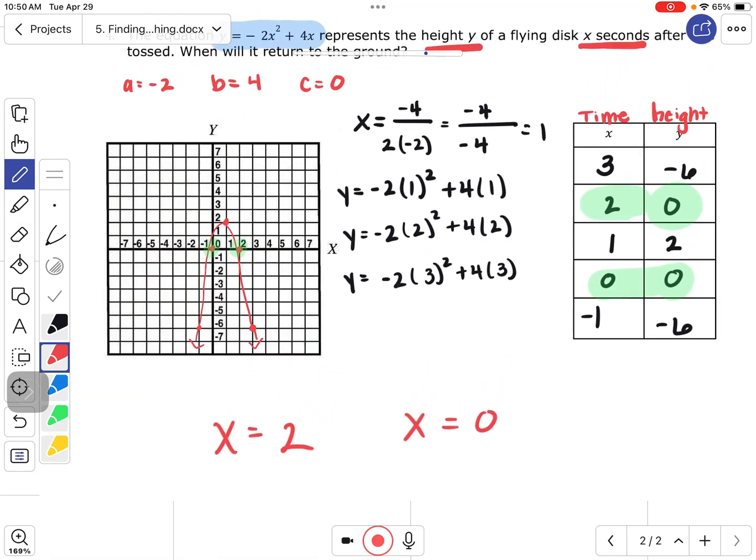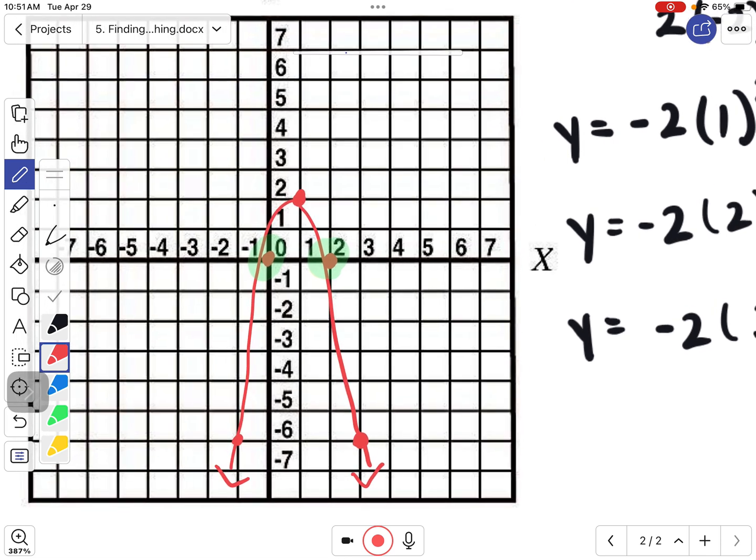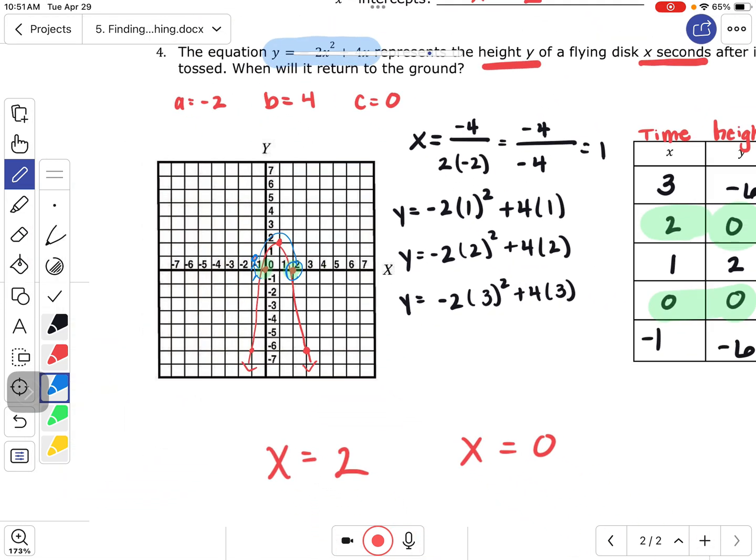Word problems need answers with words. It wants to know when will it return to the ground. So if you have a flying disc and you start, you're going to start right here. This is you starting right here, throwing your flying disc. You're going to throw it up in the air, starting at 0. It's going to go up and it's going to come back down. And this is where it's going to hit the ground, right? So it's not going to be 0 seconds that it hits the ground. That doesn't make any sense. It's going to be 2 seconds that it hits the ground.